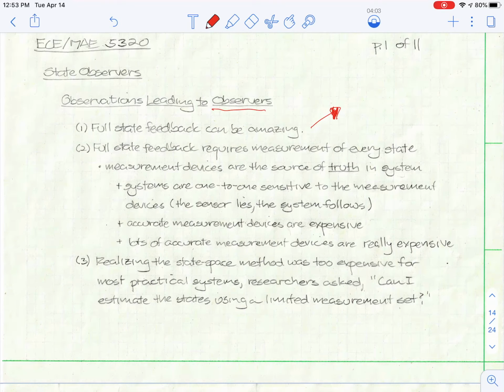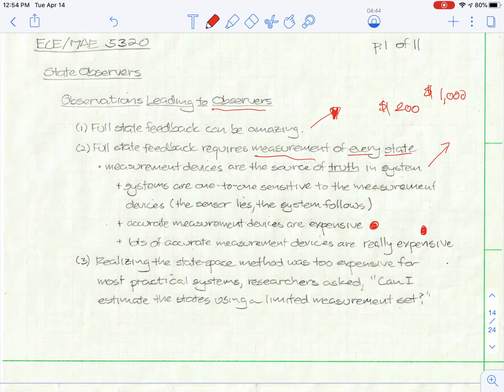There are some limitations, however. Full state feedback requires a measurement of every system state. And so if I have a fourth order system or a fifth order system, this would require 5 sensors. And as we talked about before, sensors are expensive. Measurement devices are the source of truth in a system, so I've got to invest some money in them, and accurate sensors are expensive, and lots of accurate sensors are very expensive. So let's say that you put in 5 $200 sensors, and you've gone to $1,000 in sensors on a system quite rapidly.